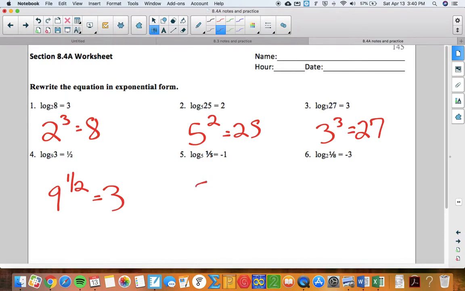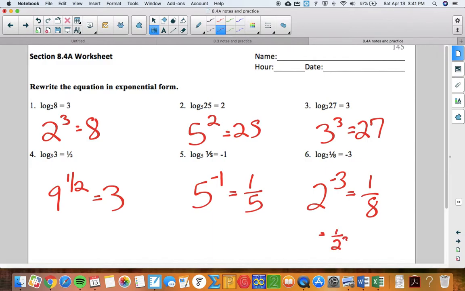The base is 5, the power is -1, and that equals 1/5, right? If you think about that as a trader, moving the base with the negative exponent to the other side of the fraction bar. 2 to the -3rd power is 1/8, which makes sense because this is equivalent to 1/2 to the +3, and 1/2 to the +3 is 1/8.